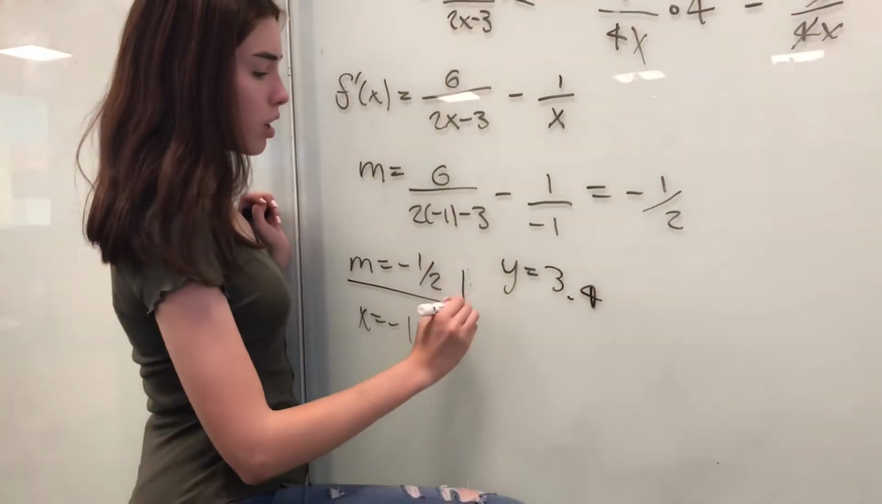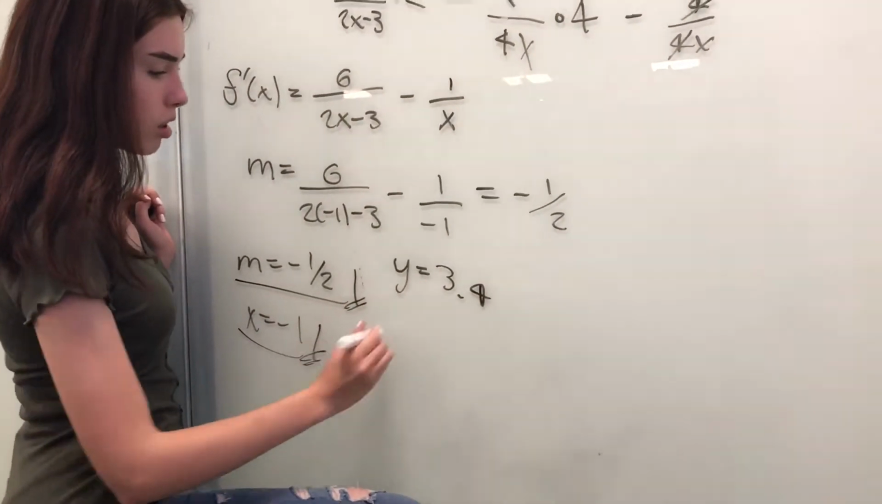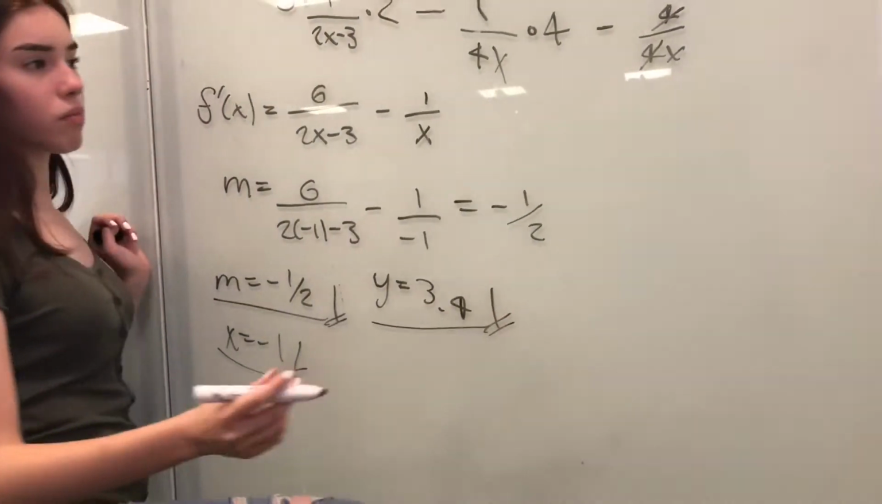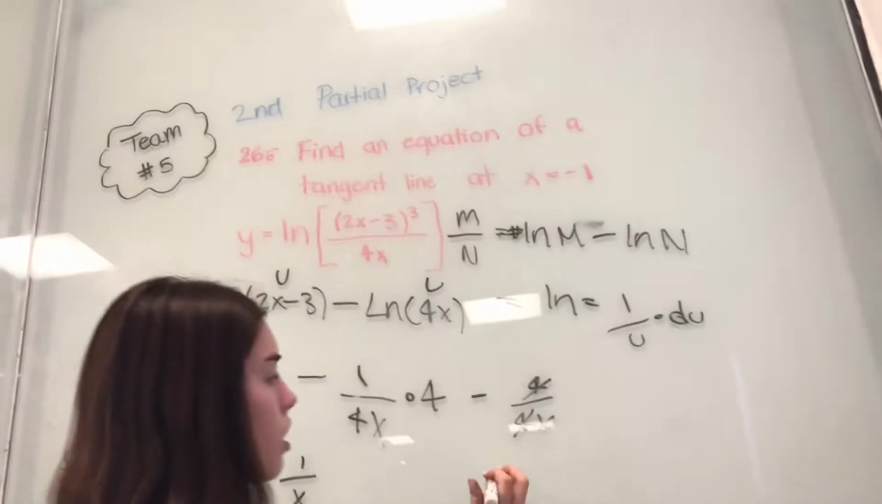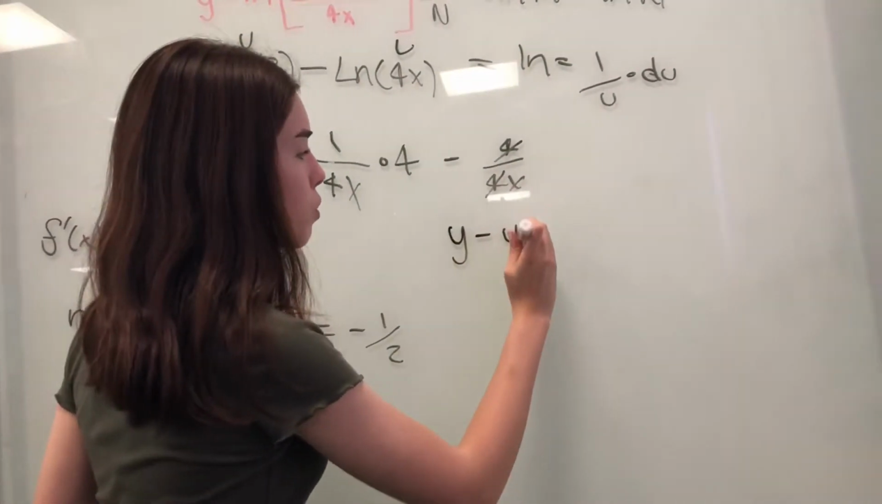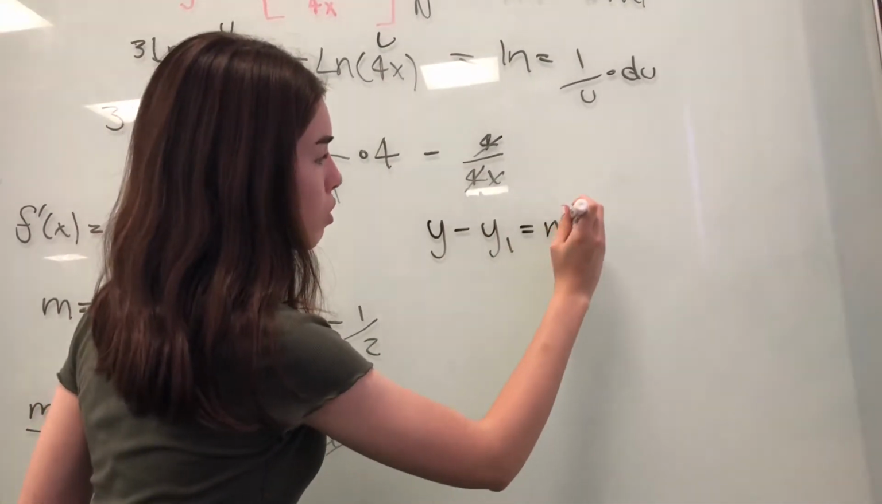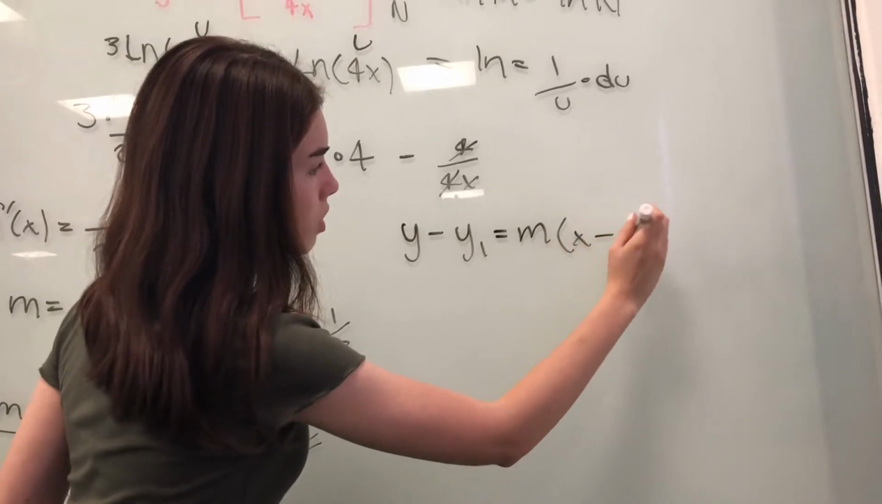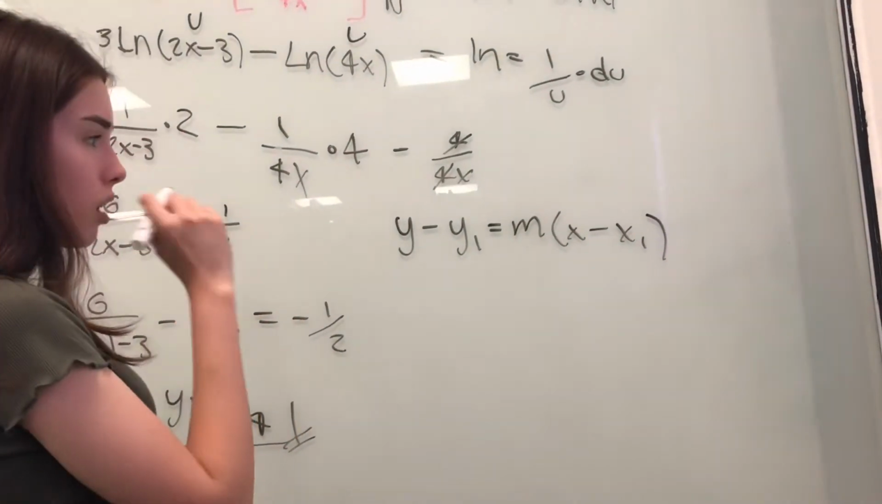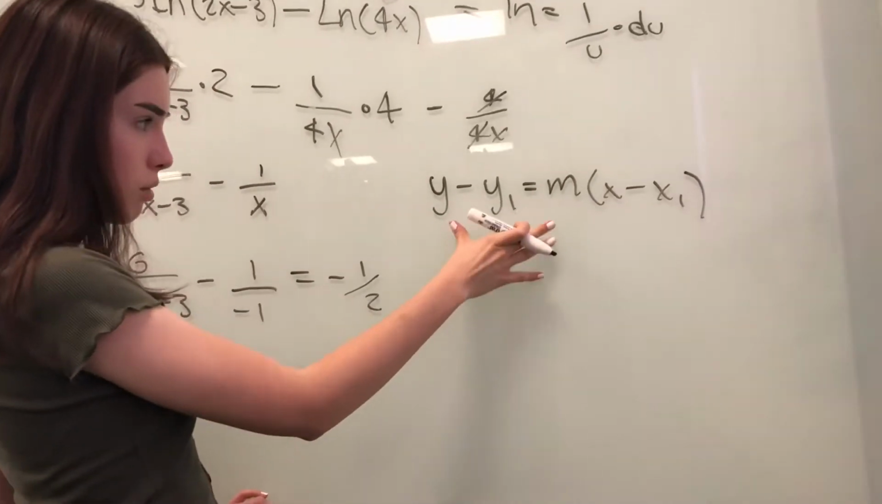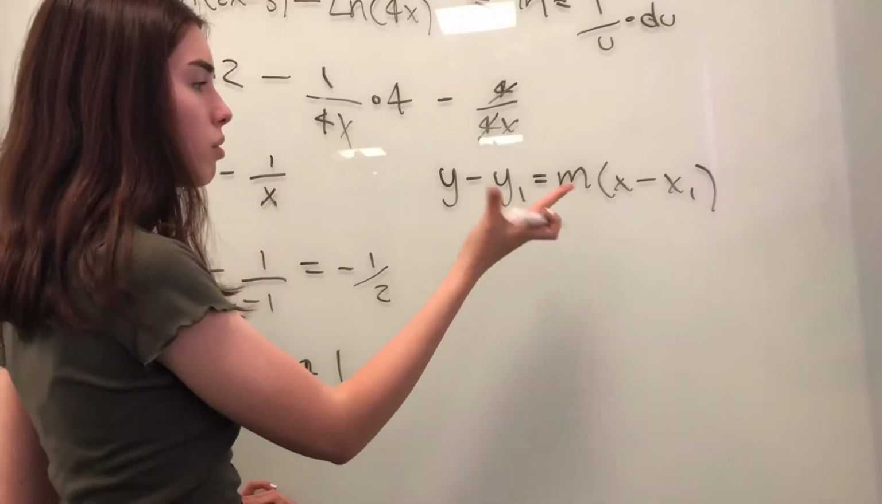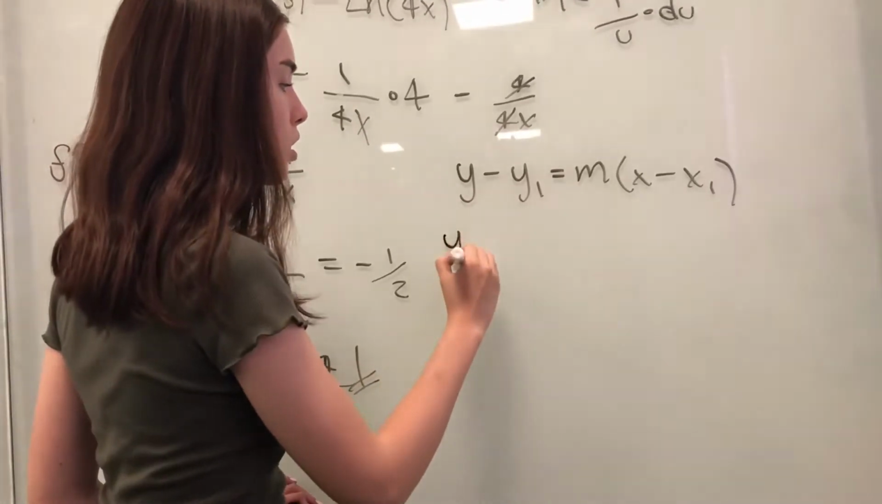After I have my data, I'm going to find the equation of a tangent line. The formula is y minus y1 equals the slope times x minus x1. I'm going to substitute all my data into the new formula.